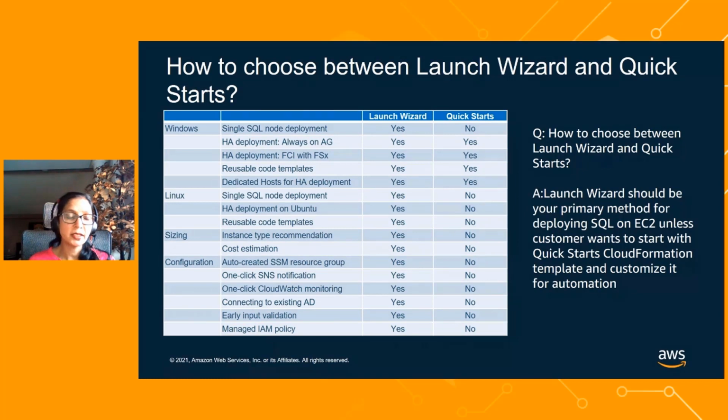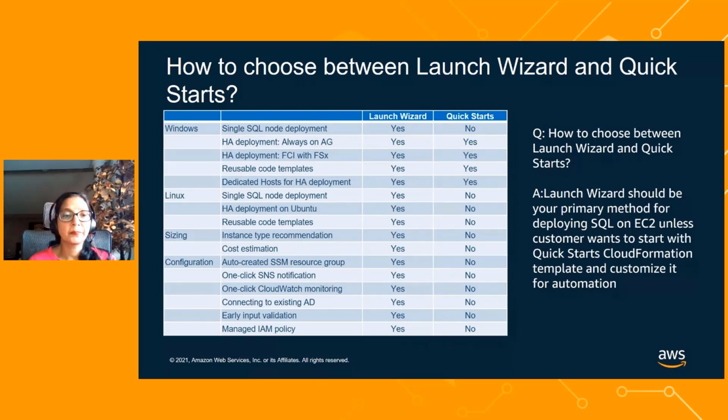The difference between Launch Wizard and Quick Start is that Quick Starts take care of the basic HA deployment with Always On availability group and FCI with FSx. But if you need your deployment done on Linux, Ubuntu, then you should go with Launch Wizard. If you just need a deployment on a single SQL Server node, Quick Start does not support that and you have to go with Launch Wizard.